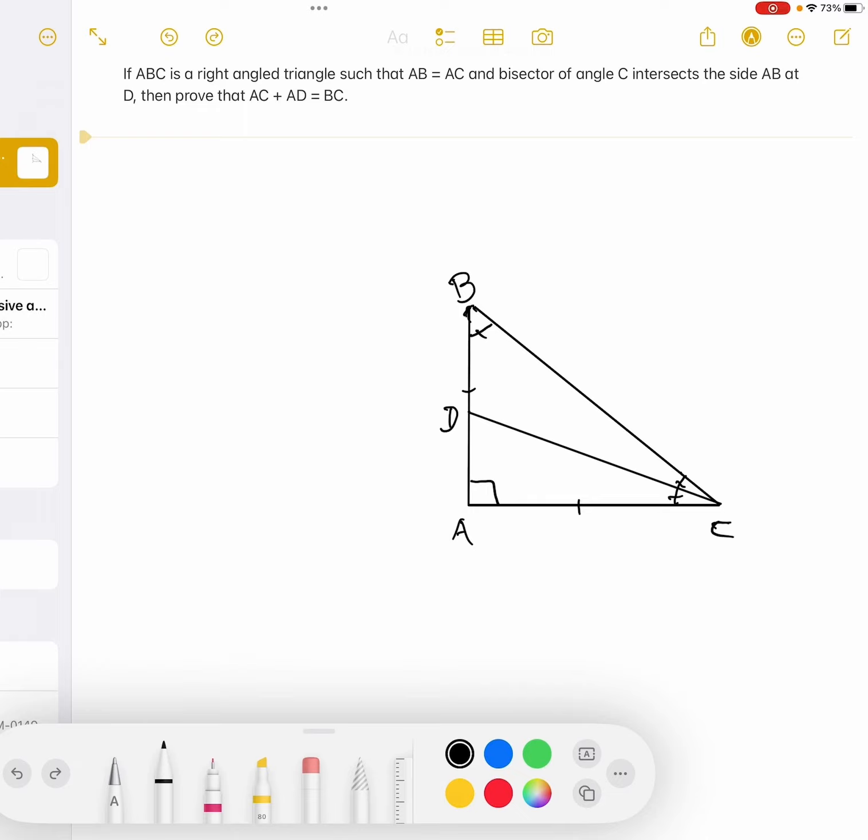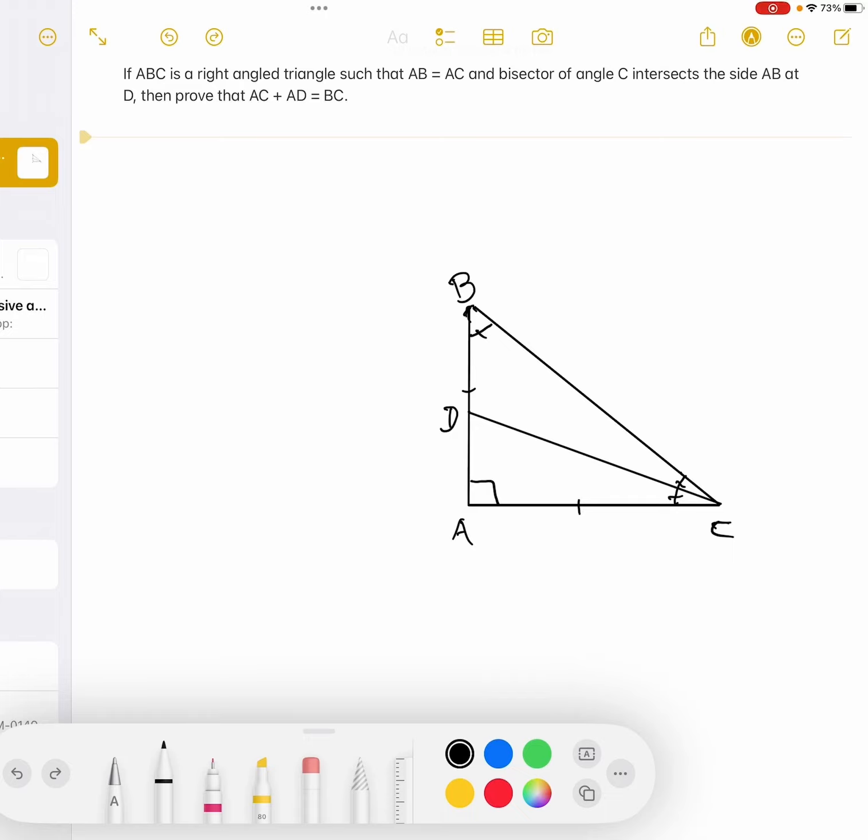So let's start. So we have ABC, right? So ABC is a right angle triangle such that AB is equal to AC. So AB is equal to AC, that's given. So angle B will be equal to angle C, because when we have an isosceles triangle, the base angles are equal, and the bisector of angle C, that is CD, intersects the side AB.